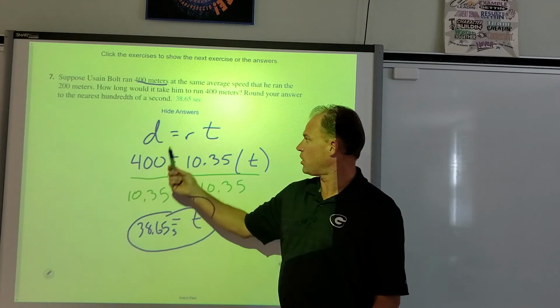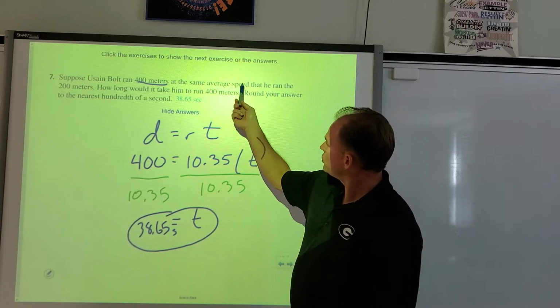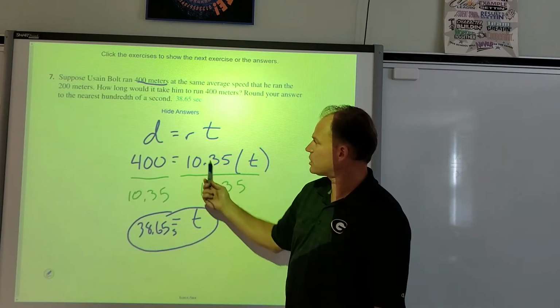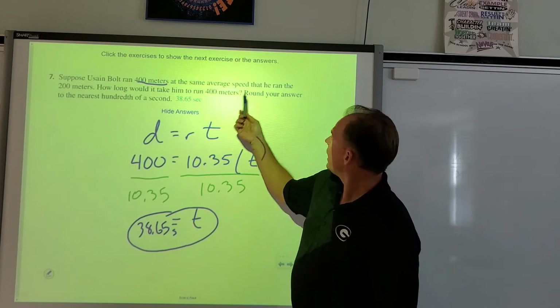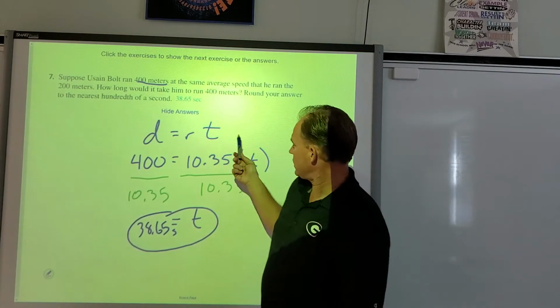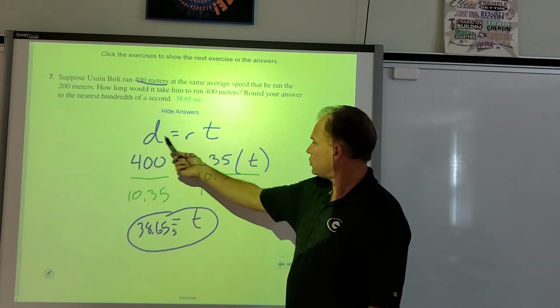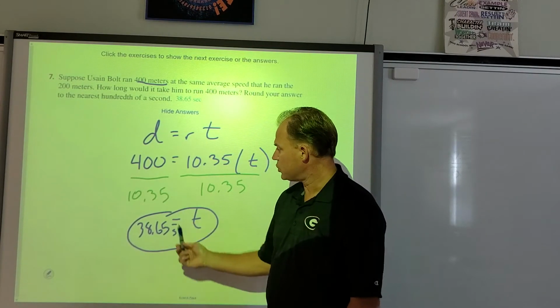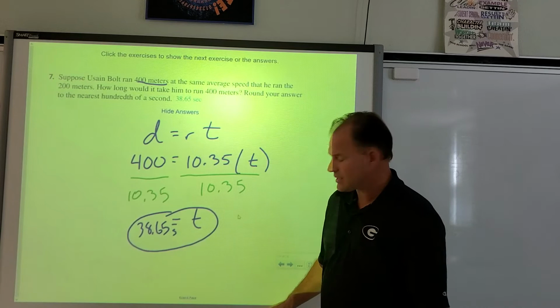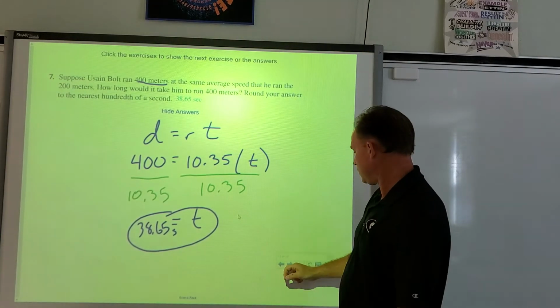So we plug in 400. It says same average speed, so we use the same average speed, rate is speed, and it asks how long would it take? So we're trying to find T. Use the formula, divide to find the new time, 38.65 seconds.